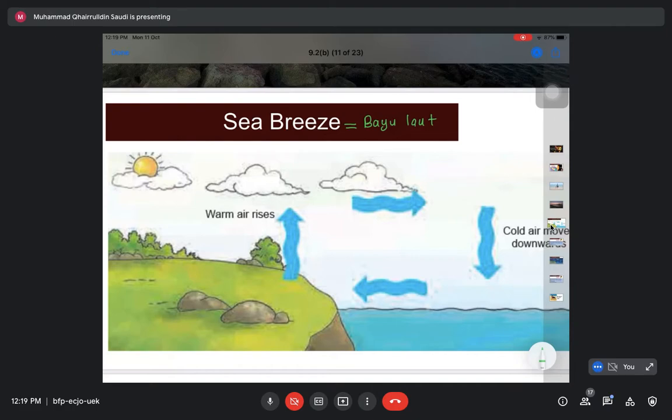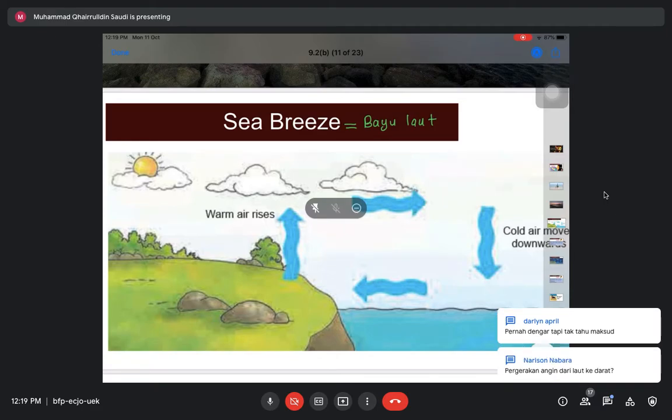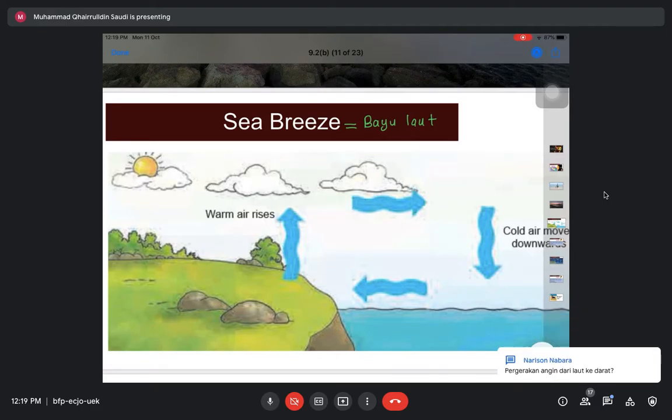How? Macam mana? Pernah dengar tapi tak tahu maksud. Pergerakan angin dari laut ke darat. Yes. Good, Narisai. Okay. So, Seabreeze. Buku Geo tak bukan lagi. Alright, okay. So, Seabreeze. Seabreeze is actually bayu laut.